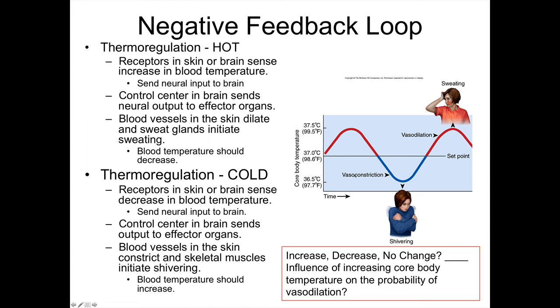Now let's look at the opposite process. For some reason, the person's body temperature has dropped to 97.7 degrees F. When a person is cold, they can warm up by shivering. Shivering basically generates heat so that the body temperature can come back up to normal. So thermoreceptors detect a change, an afferent signal goes to the brain, which generates the efferent signal, and in this case, the effector organ is going to be two things. One, the blood vessels. The blood vessels are going to constrict.